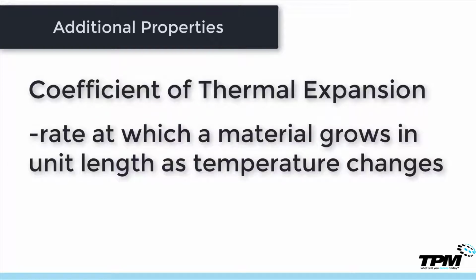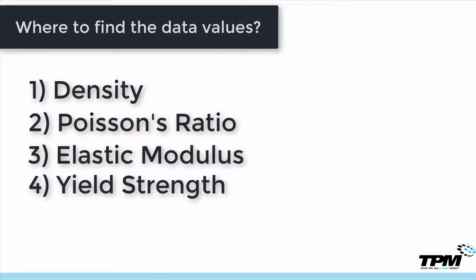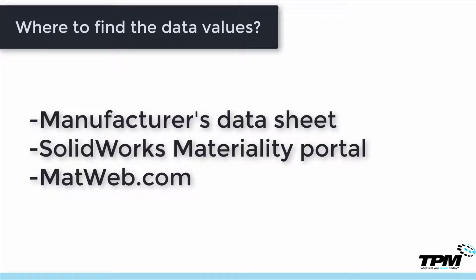If you're doing a static stress analysis with some thermal loading, you need the thermal expansion coefficient, or the rate at which a material grows per unit length at certain temperatures, to complete this type of analysis. All of these values can be found or interpolated through lab data, which can be found in a couple of places. If the manufacturer or distributor of the material does not have data, you could check the Materiality web portal available through SolidWorks simulation packages, or through a reliable source like matweb.com.